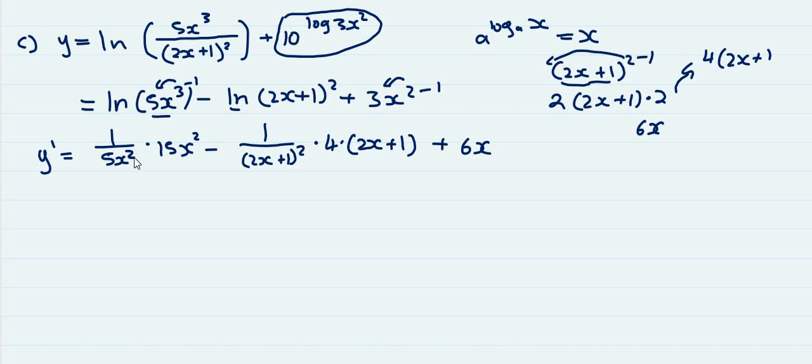So we 5x cube. Then we will simplify our 15 divided by 5 is 3, x cubed all over x squared cancels, minus 4 over 2x plus 1 over plus 6x.